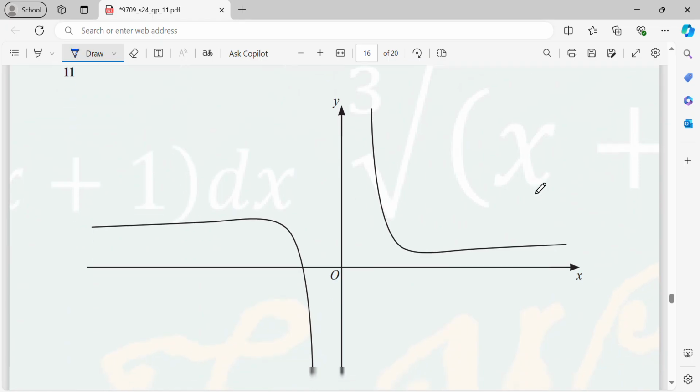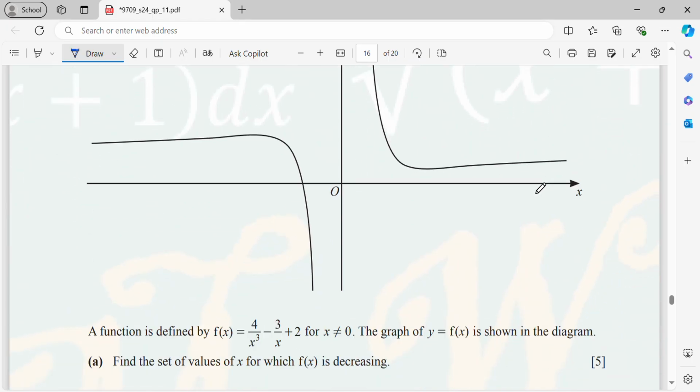Okay, question 11. A function is defined by f(x) = 4/x³ − 3/x + 2, for x not equal to 0. The graph y = f(x) is shown in the diagram. A. Find the sets of x values for which f(x) is decreasing. So when the function is decreasing, that means f'(x) is less than 0.